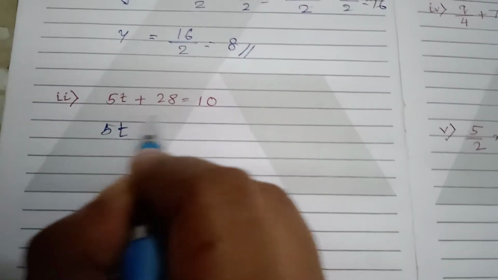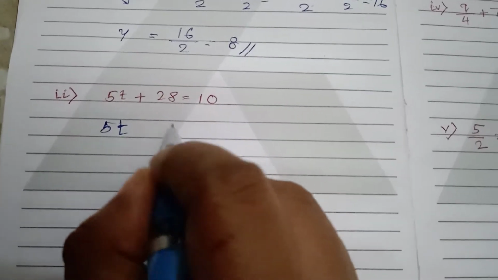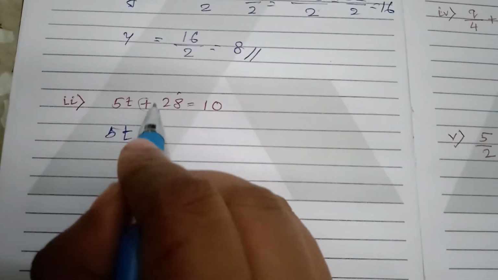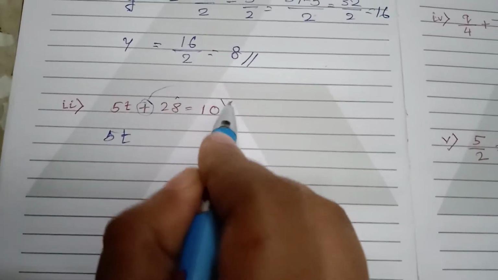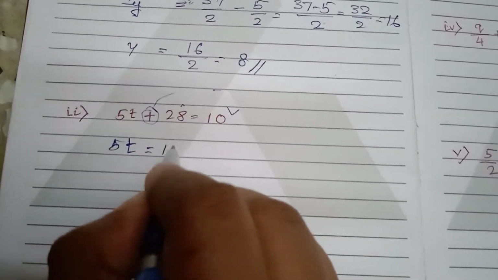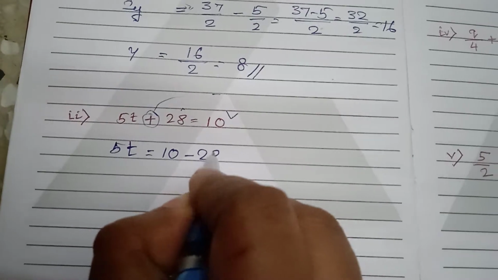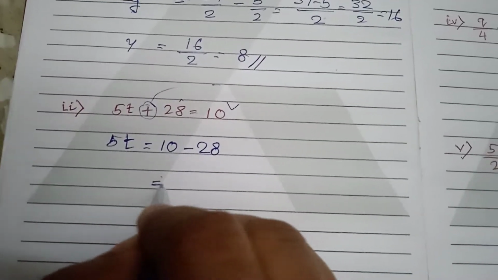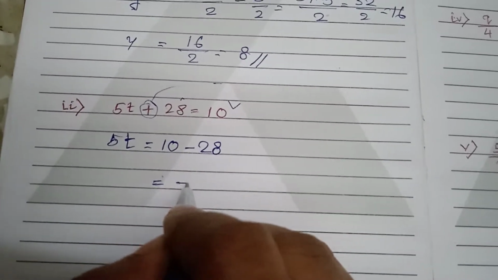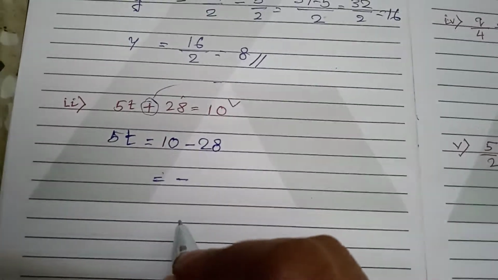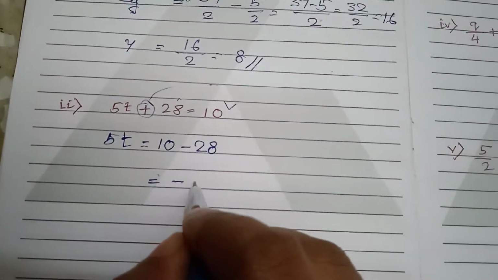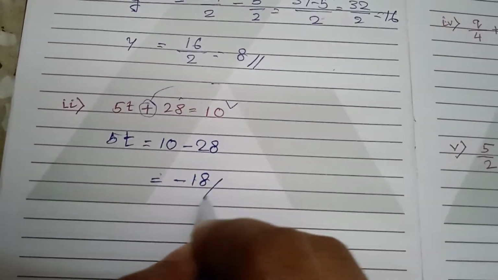5t plus 28 is equal to 10. So plus 28, when it goes on the other side, it becomes minus. So 5t is equal to 10 minus 28. 10 minus 28 has a minus sign, of course, because 28 is larger, and 28 minus 10 is 18.